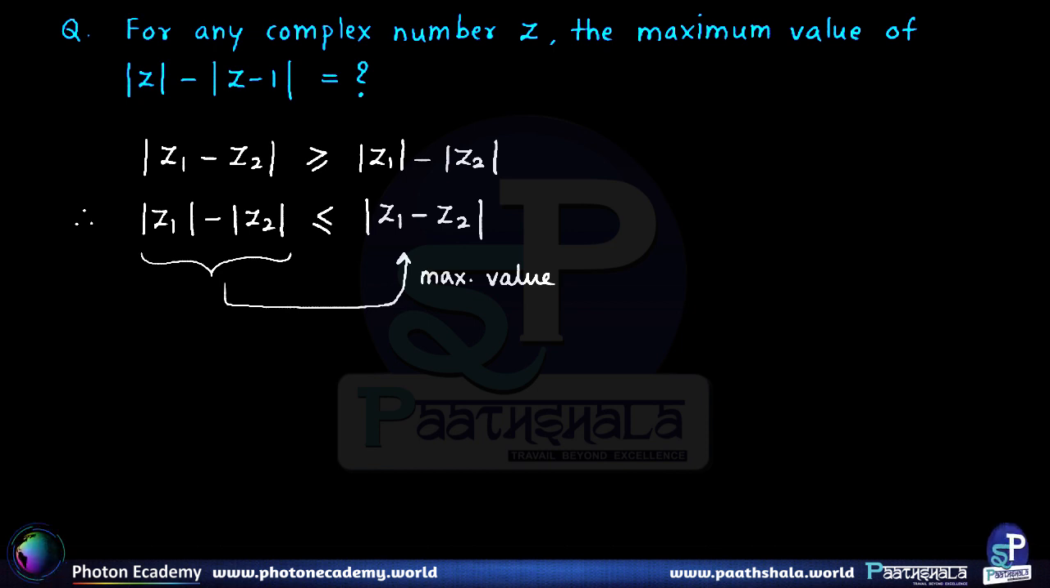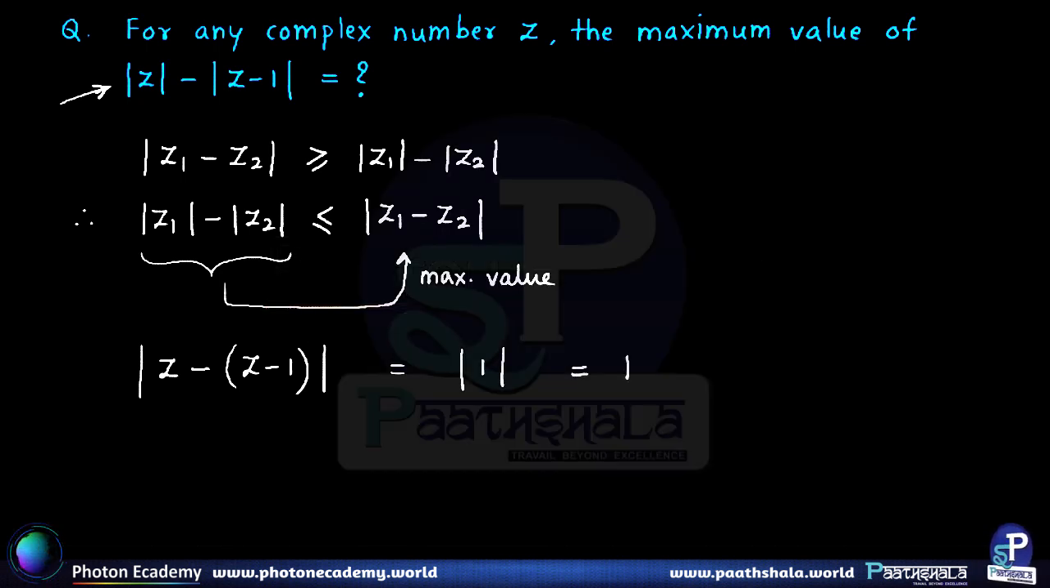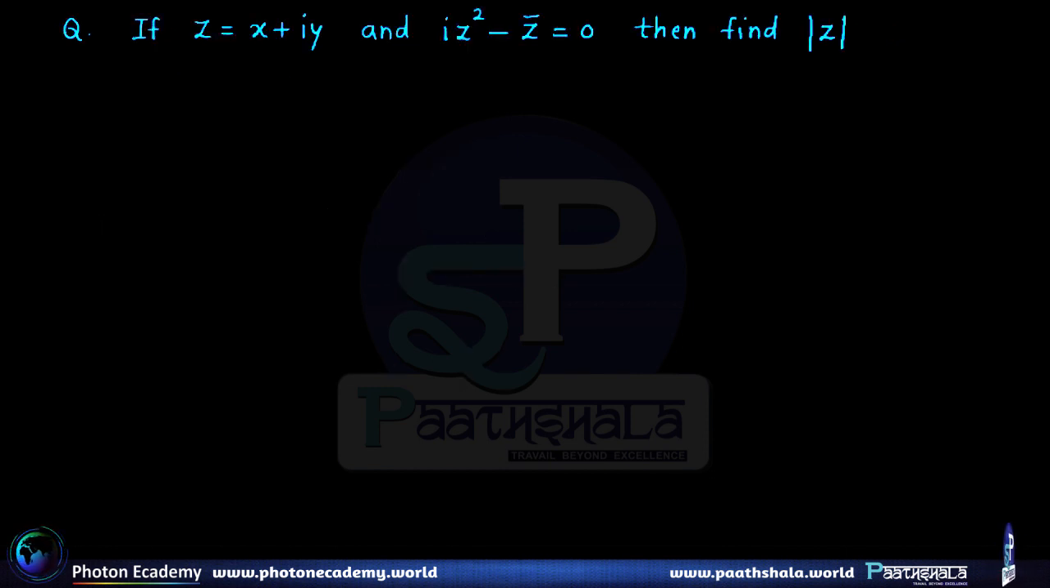So maximum value of mod of z1 minus mod of z2 is mod of z1 minus z2. So therefore, if you want to know the maximum value of the given expression, that is mod of z minus mod of z minus 1, that should be equal to mod of z minus the other number, that is z minus 1, which is nothing but z will get cancelled and you will have simply 1, and modulus of 1 is nothing but just 1. So therefore that's the answer of this question. Let's go to the next question.